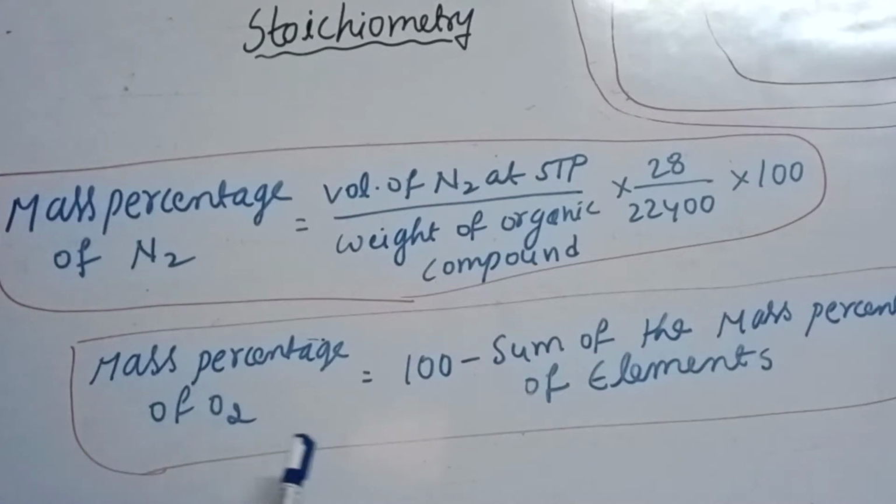Then the mass percentage of oxygen is equal to 100 minus the sum of the mass percentages of all other elements in a given organic compound. That means we add the mass percentage of carbon, nitrogen, and hydrogen, and subtract that sum from 100 to get the mass percentage of oxygen. This is purely for organic compounds.